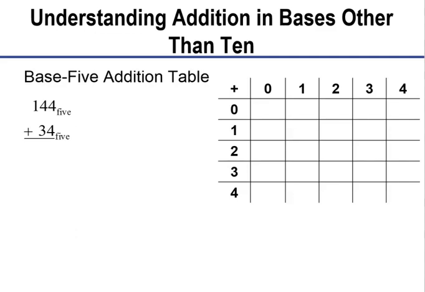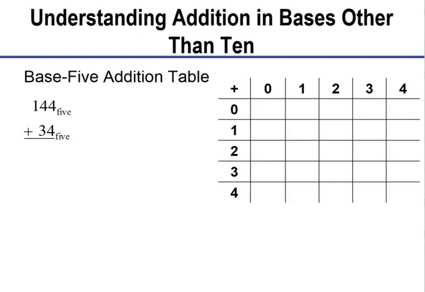In part 2 of this video, I'd like to spend a little bit of time talking about addition in other bases. The problem we have here is base 5. We want to add 144 base 5 to 34 base 5. Now we want to be careful that we do not read that as 144, because it's not. That's a base 10 system. So this really is 144 base 5 plus 34 base 5.